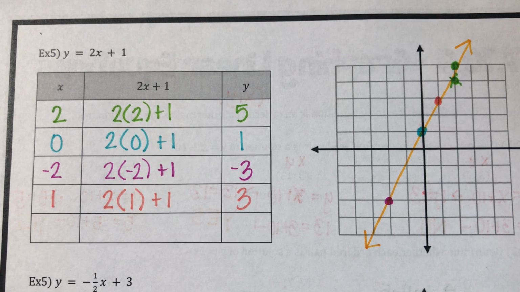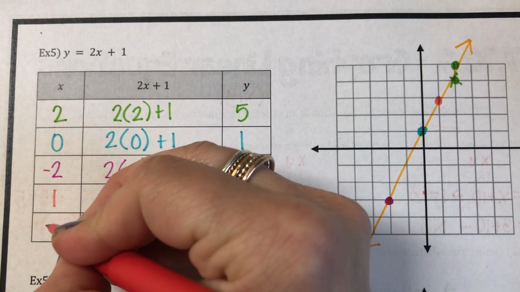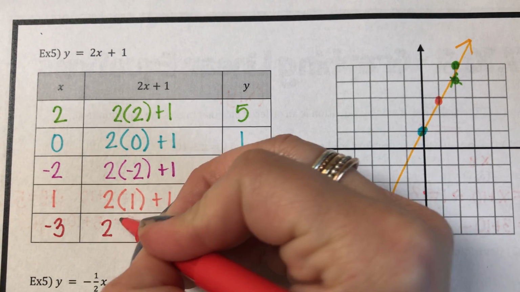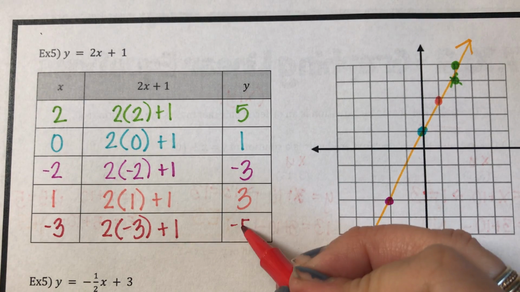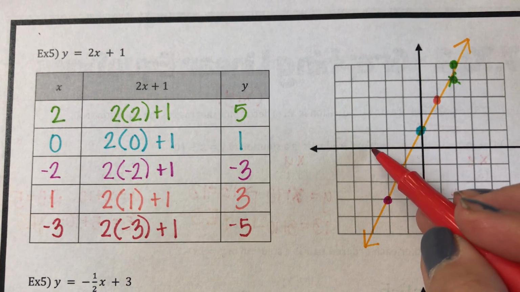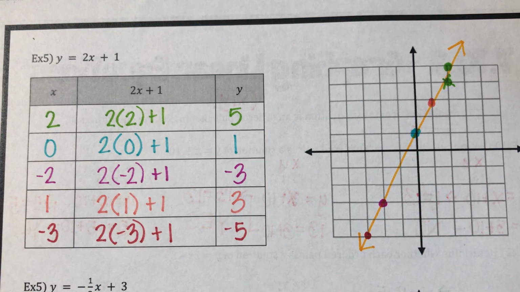Okay, and look, they made a perfectly straight line. And watch what's going to happen if I pick any other number. I could even pick, let's say, negative 3. 2 times negative 3 is negative 6, plus 1 is negative 5. So look, negative 3, negative 1, 2, 3, 4, 5. Isn't that cool? It will work every single time.